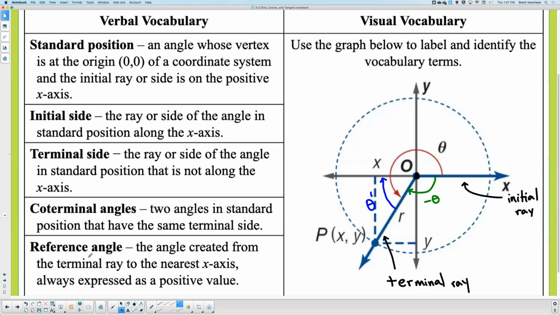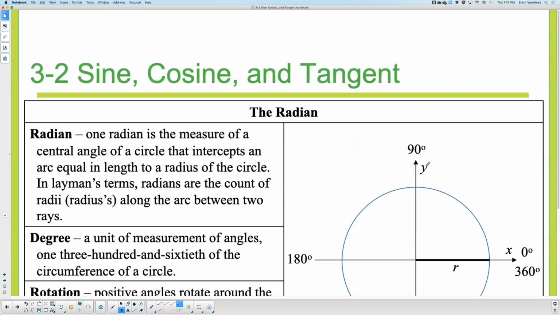That's going to be very important to us as we move on. So there's your vocabulary for finding angles. Now, notice I have some other letters in here that are going to come up throughout today. I'm going to explain those in the next slide. All right, so if you have that, you have your vocabulary visually filled in. Let's now look at the second slide.